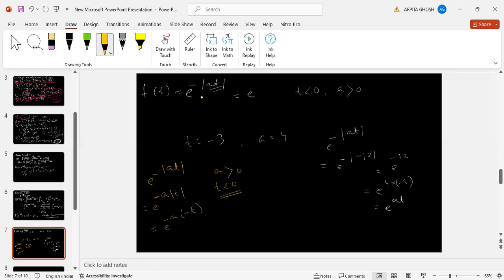T negative. If we take t to be equal to say minus 2, then mod t is mod of minus 2. That means plus 2. Plus 2 ke কিভাবে লেখা যায়? Minus of minus 2. That means minus t. লেখা যায় তো? Plus 2 can be written like this.